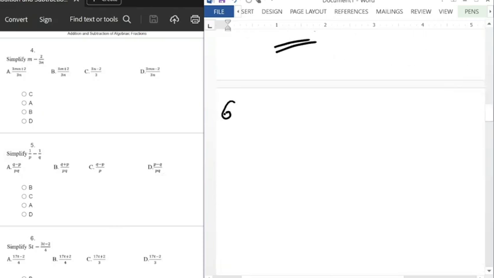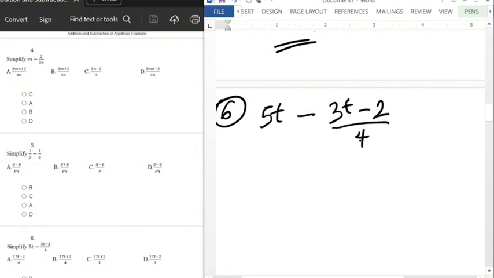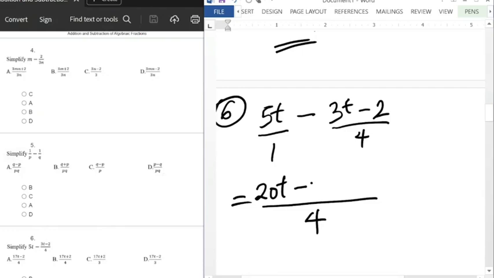Question number 6. We have to simplify 5t minus 3t minus 2 divided by 4. The same thing here, we make this one a fraction. You find the LCM, which is 4. 1 in 4 is 4. 4 times 5t is 20t. Minus, you have to be very careful here. 4 divided by 4 is 1. Multiply by everything we have there, which is 3t minus 2.